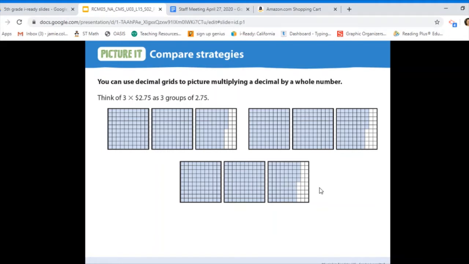So if we were to add that all together, we would have 1, 2, 3, 4, 5, 6 wholes, which we knew from when we did our area model. And then we would add our 75 plus 75 plus 75, and that would give us the rest of the amount.